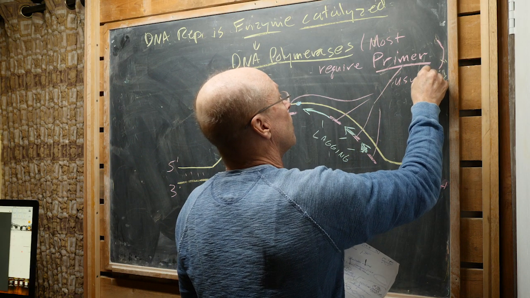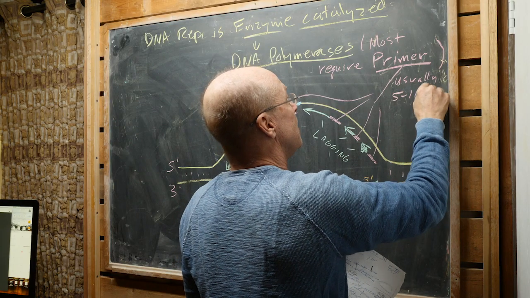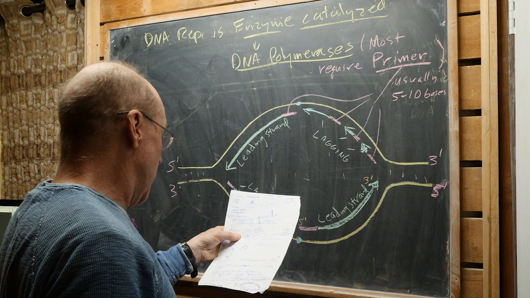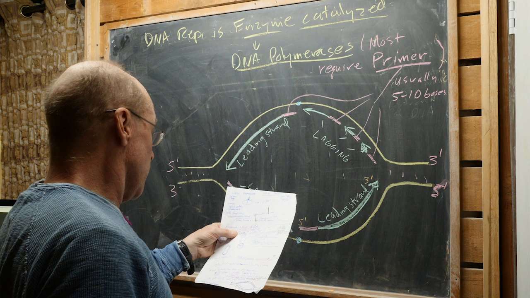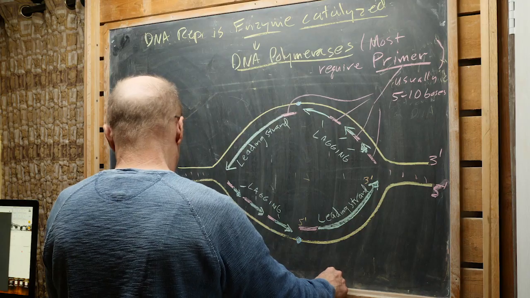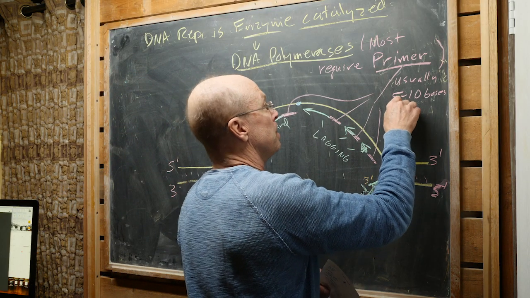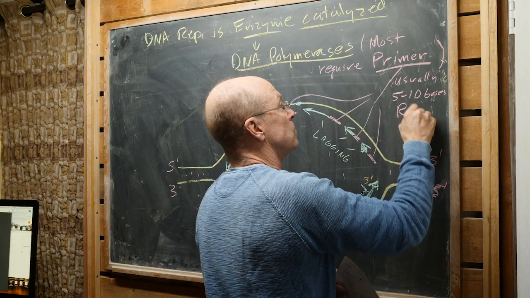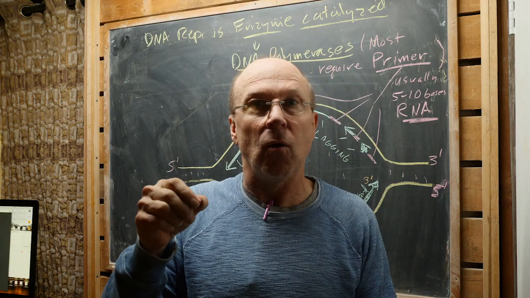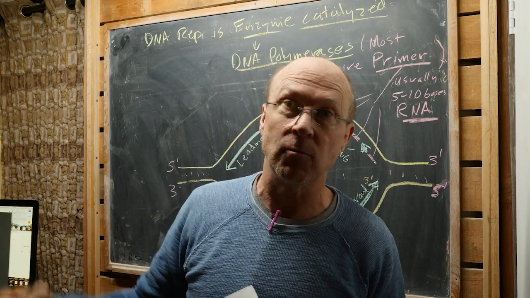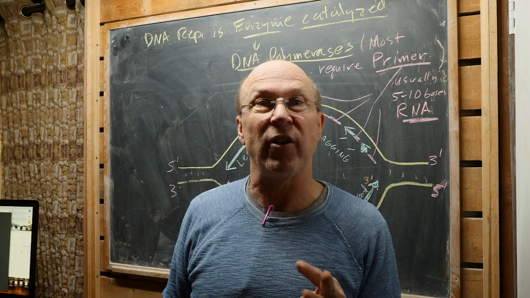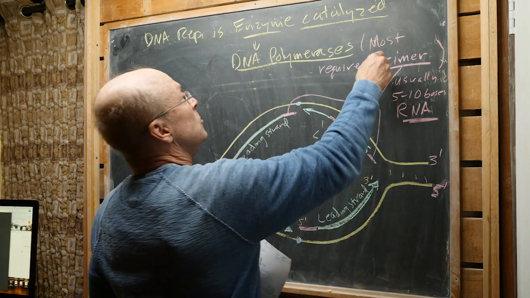Usually this thing is 5 to 10 bases in length, and I told you it's made of RNA. You've got to remember though, this is RNA, so it is a ribose, not a deoxyribose, for its sugar, and then the bases would be adenine, guanine, cytosine, and uracil. Remember that one. So there's our primer.